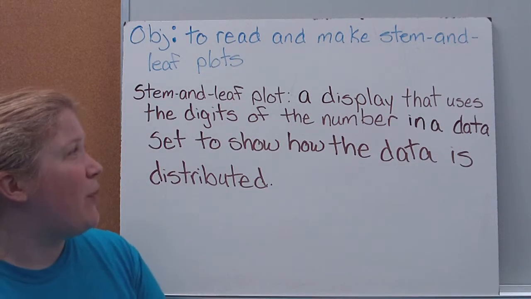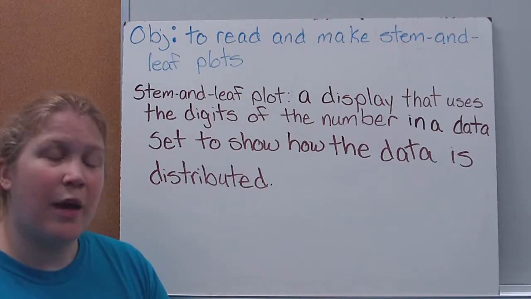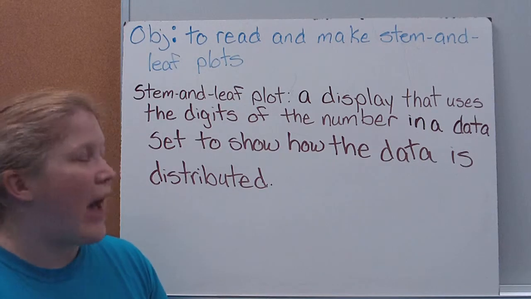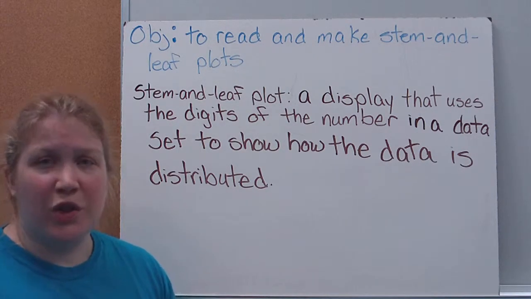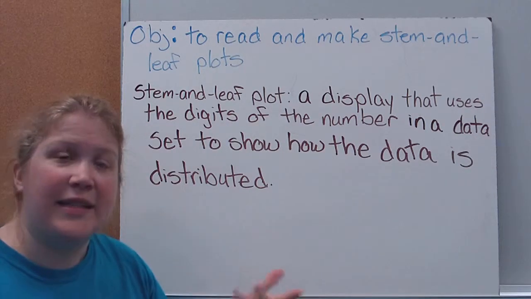But what is a stem and leaf plot? It's a display that uses the digits of the numbers in the data set to show how the data is distributed. So I'll show you what that means on the next board. We'll make a stem and a leaf plot.